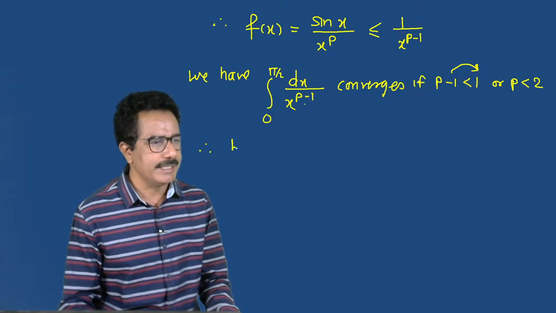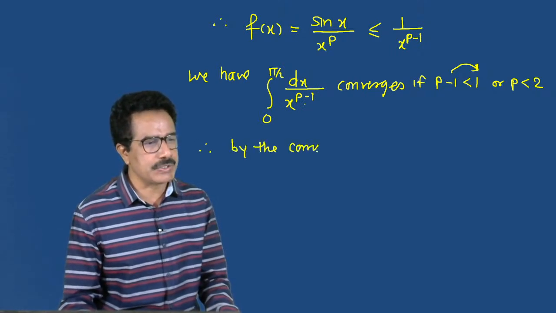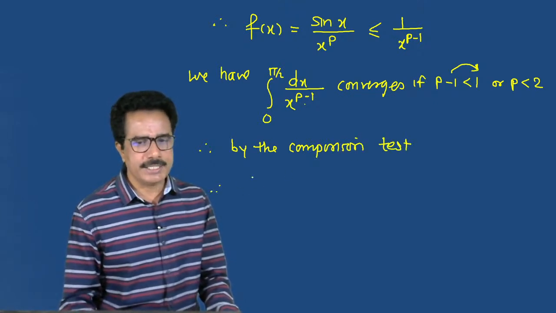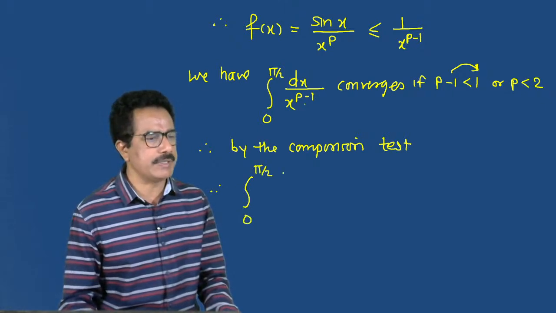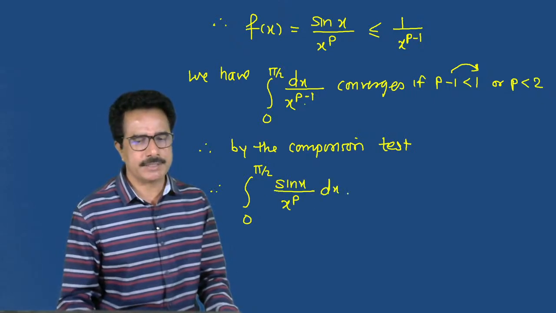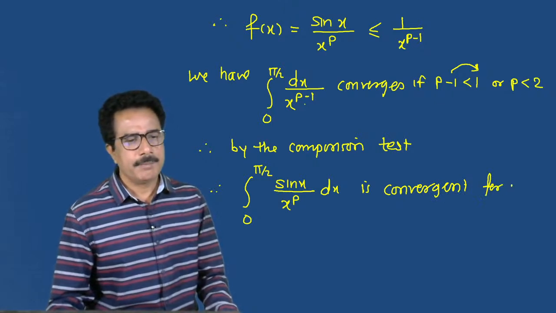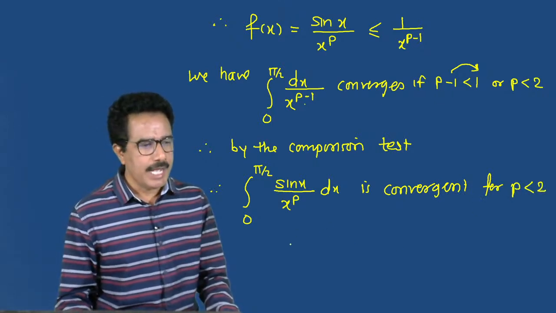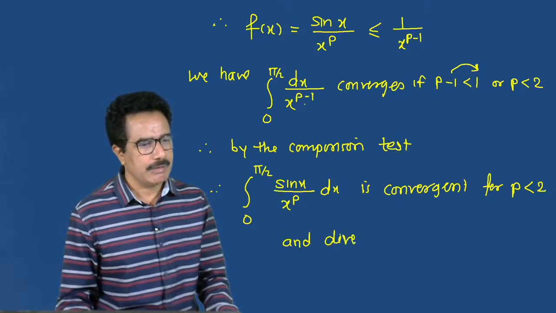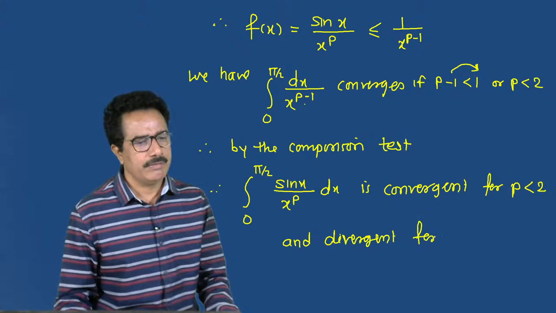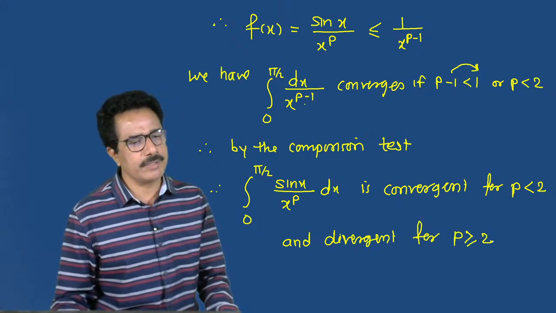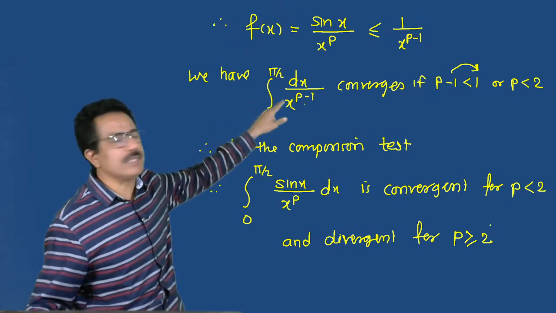Therefore we can write by the comparison test, we can write integral from 0 to pi by 2 sin x divided by x raised to p dx is convergent for p is less than 2 and divergent for p greater than or equal to 2. See this, हा जो खूप महत्वाचा पॉइंट आहे.